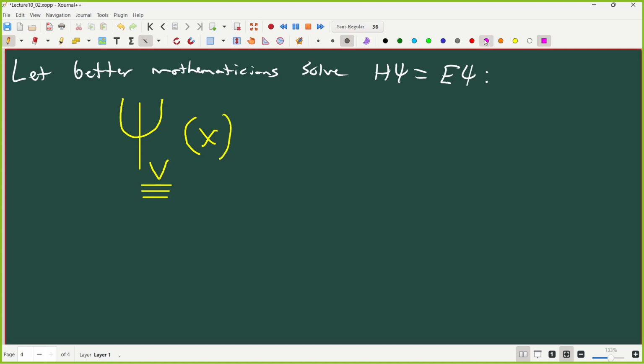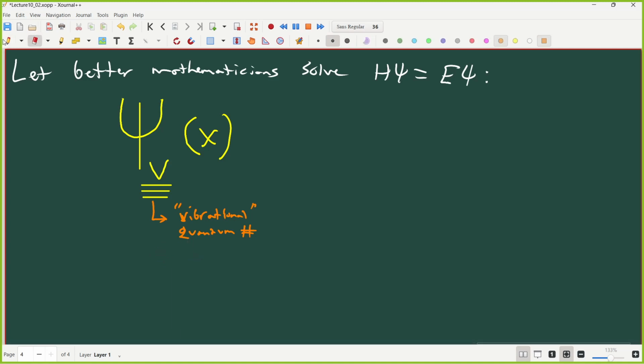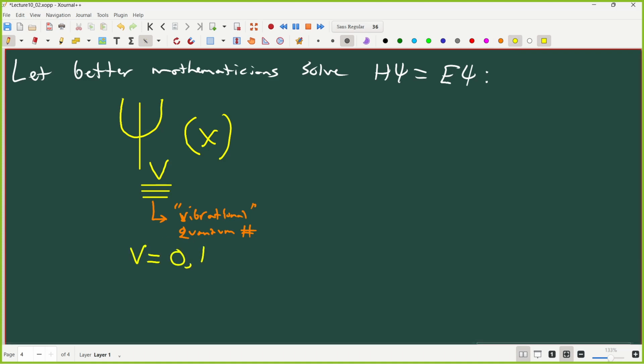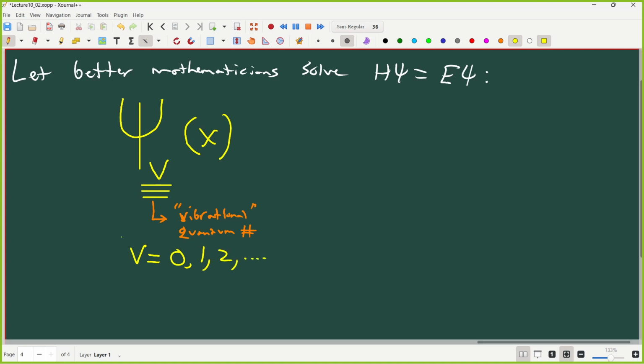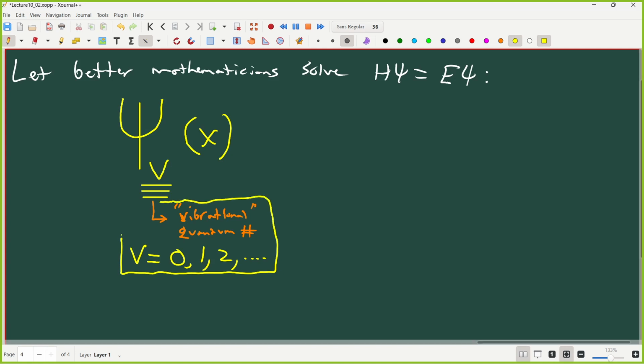All right, this v here is like n in a particle in a box. It's our quantum number, right? It's a number. It's an integer. This is called the vibrational quantum number, v. And v can run between 0 and infinity. So v takes any value from 0 and up. I'll just mark that like this.